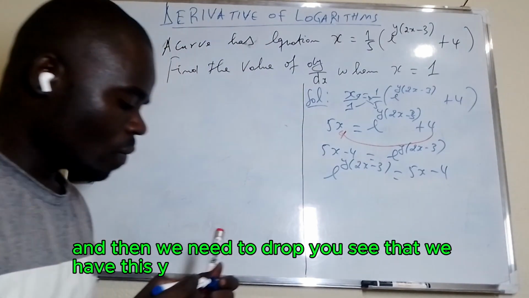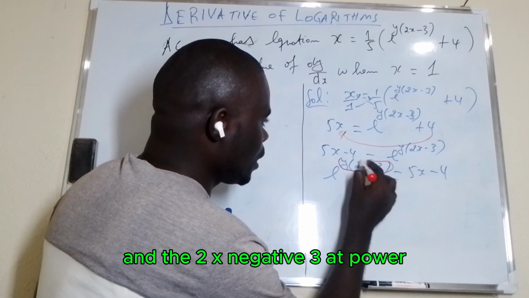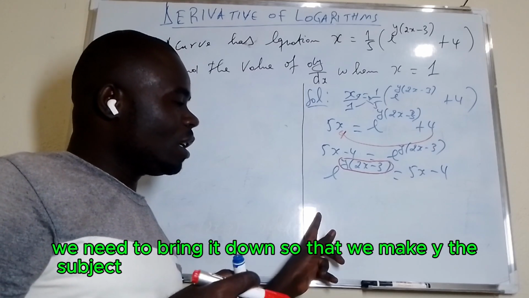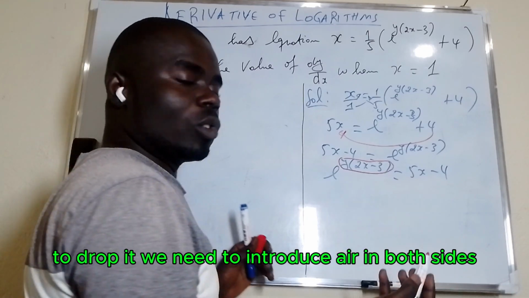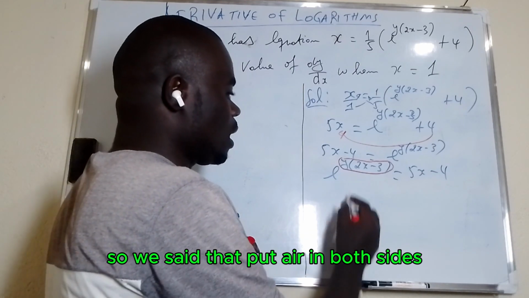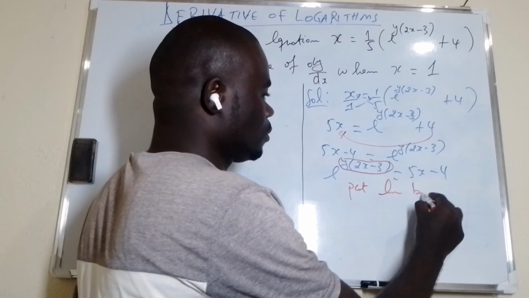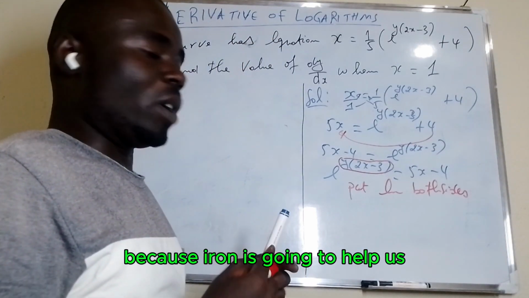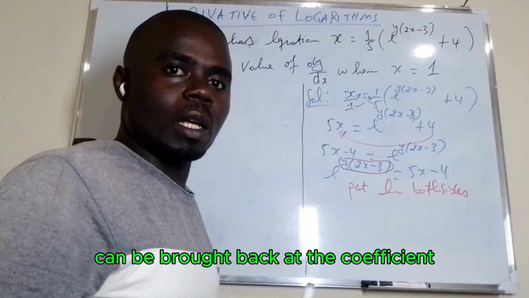And then we need to drop down. You see that we have y(2x-3) at the exponent, so we need to bring it down so that we make y the subject. To drop it, we need to introduce ln on both sides, because ln is going to help us with its property of logarithms: the power can be brought back as the coefficient.